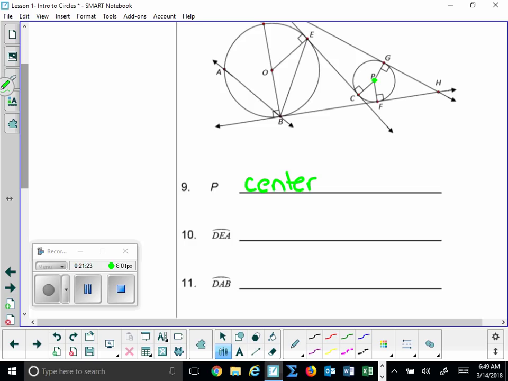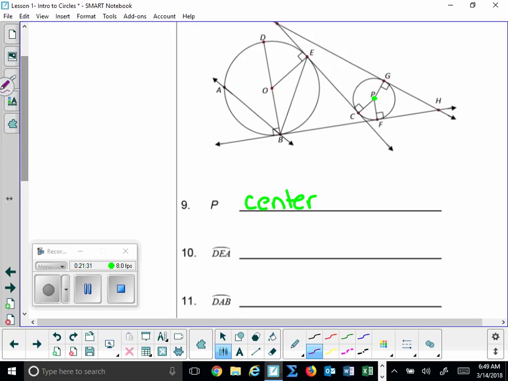Alrighty. Arc DEA. Start at D. Go through E. Come all the way around this circle to A. Less than 180, equal to 180, or greater than 180. Definitely greater. So this is a major arc.